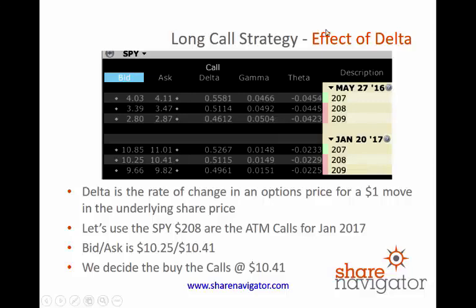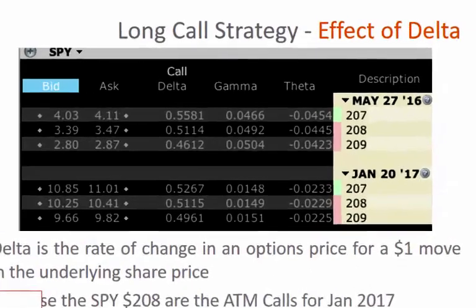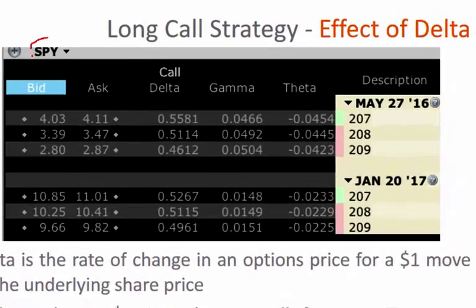So we're going to talk about the effect of delta on the long call strategy. What you're looking at here is a quote screen for SPY, and we've got call options, and you can see we've got the delta underneath it. And we've got two different expiries, May the 27th and January the 20th. So we're going to talk you through an example in a moment.